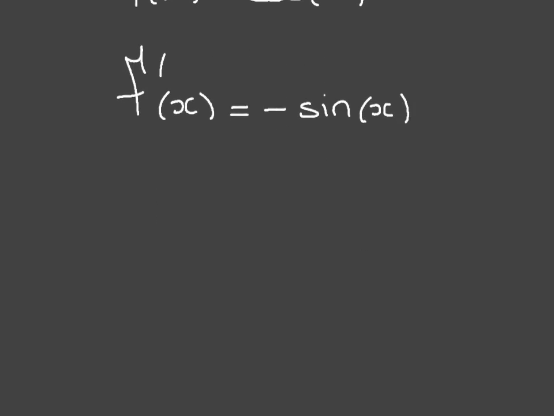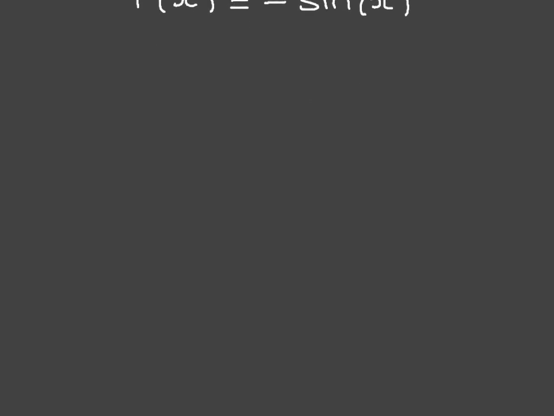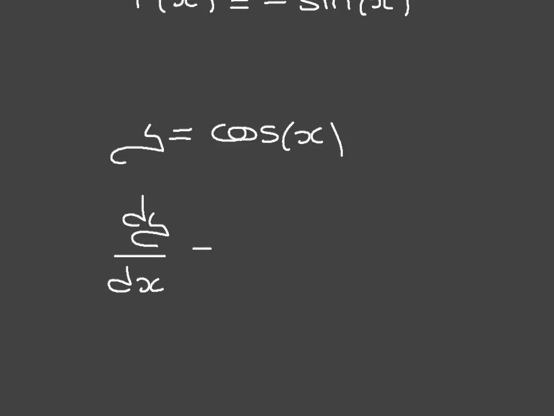In the same way as we did for the sine function, we could of course write this result in terms of the cosine curve and say that if y is equal to cosine of x, then the derivative dy dx would be equal to negative sine of x.